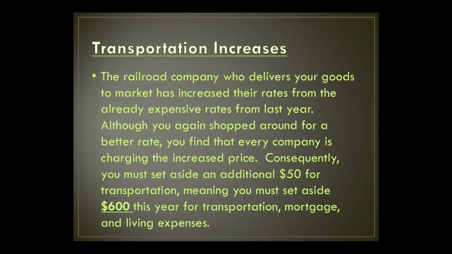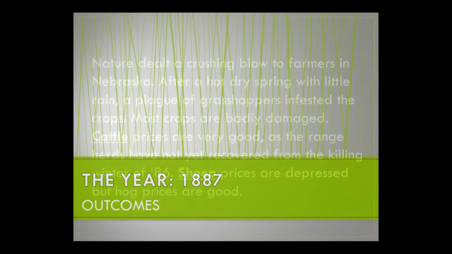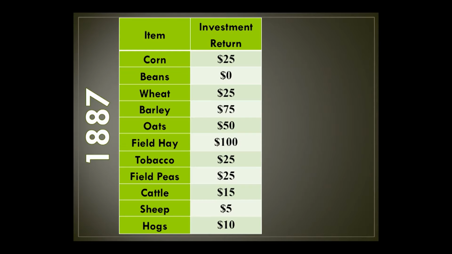Oh, turns out $50 more this year. All the railroads have raised their prices. They come through. This is what they have. They have to invest more. It really messes with this group over here. They're like, oh, we have $100. Yeah, we're going to strike it rich. They almost always go in with like cows or something. They're like, I'm just going to buy a bunch of cows. Crops go through. Nature dealt a crushing blow to farmers. Hot, dry spring with little rain. Plague of grasshoppers infested the crops. Cattle prices are very good as the range herds have not yet recovered, right? Most of the cows died last year. This year, good prices. Sheep prices are depressed, but hogs are good. And so this is what they get.